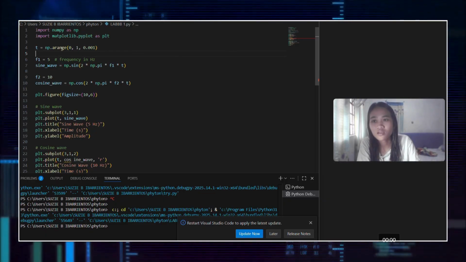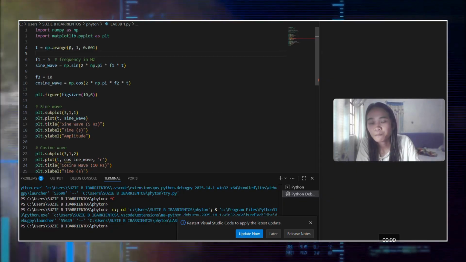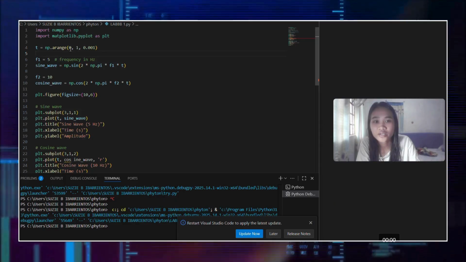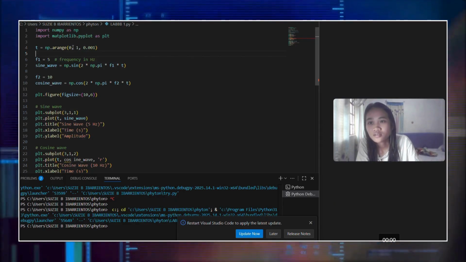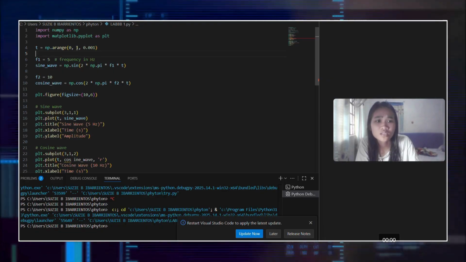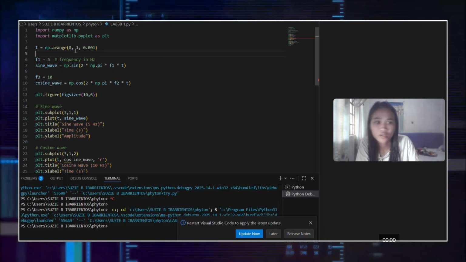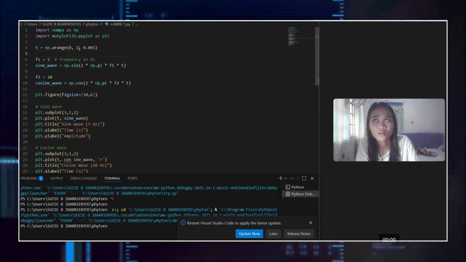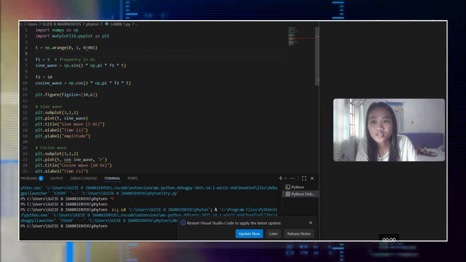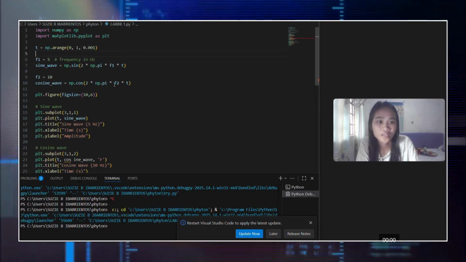So what does it mean? It means that t will start at 0 up to 1. The 1 is actually not included, only the numbers before it, so it's like a boundary number. The unit step is 0.001.